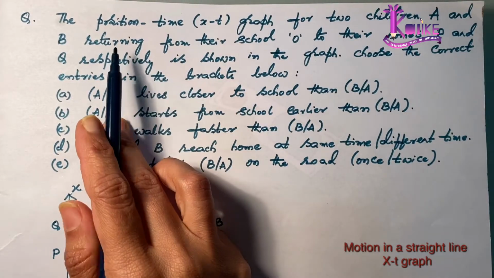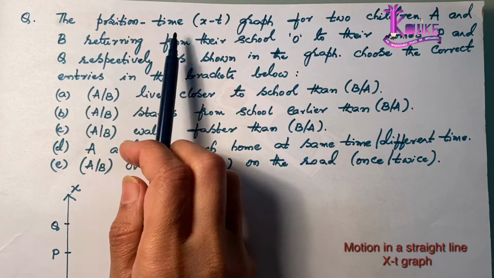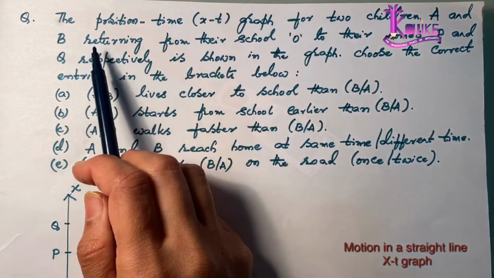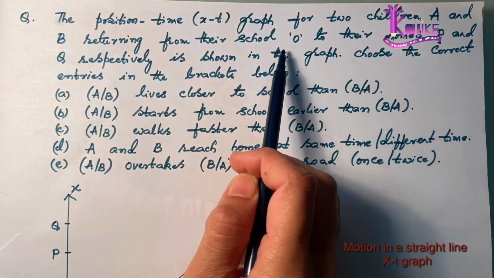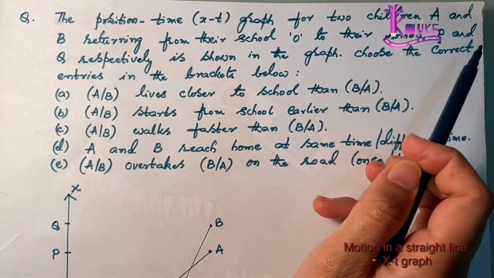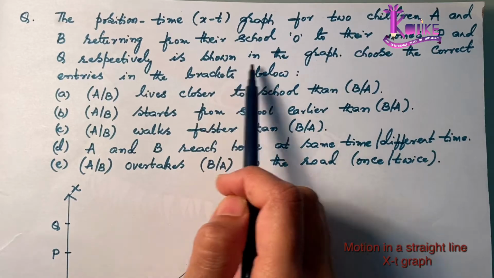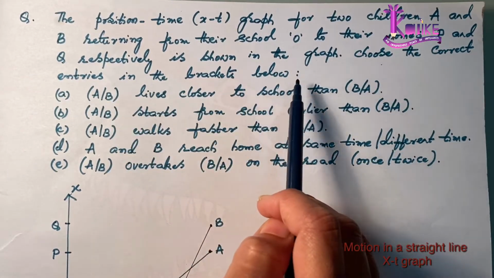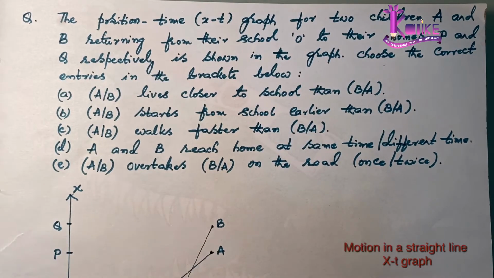Well, the next numerical says the position time graph for two children A and B returning from their school O to their homes P and Q respectively is as shown in the graph. You have to choose the correct entries in the bracket given below.